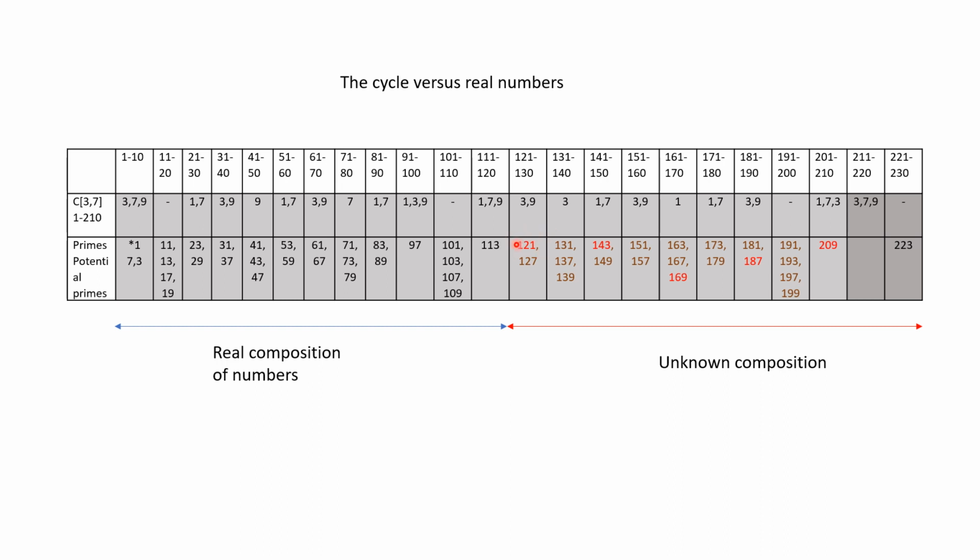The same will happen with other cycles, like the cycle of 13. 13 times 13 is 169. Here was a potential prime, but when the cycle of 13 comes, it won't be anymore.